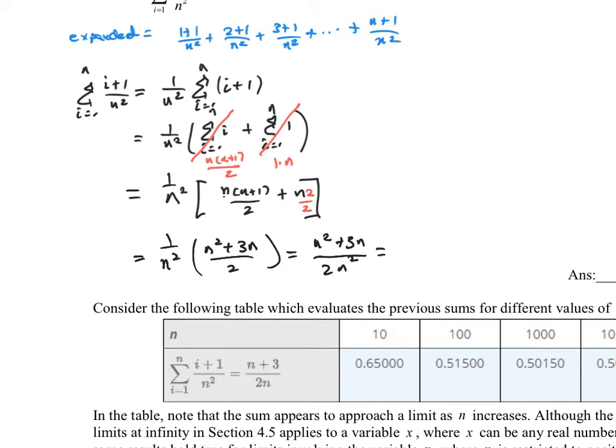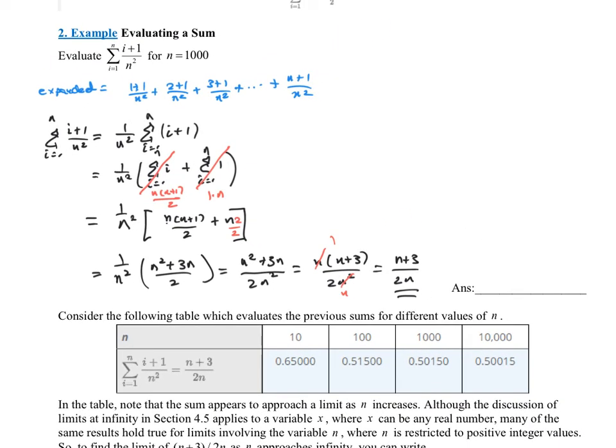Well, I noticed that we have an n in common on top, so this would be n times n plus 3 all over 2n squared. I could simplify that n, and when I do that, I'd have a simplified version of n plus 3 all over 2n. So this would be the closed form formula for this. Regardless of what n is, it sums to that value of n plus 3 all over 2n. That is the closed form formula.